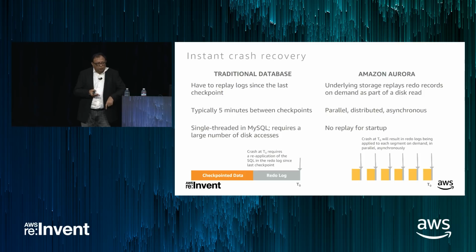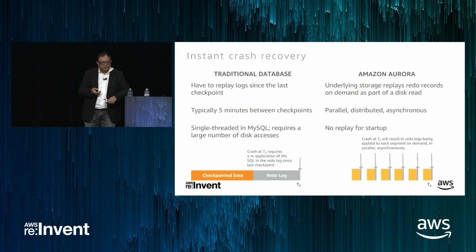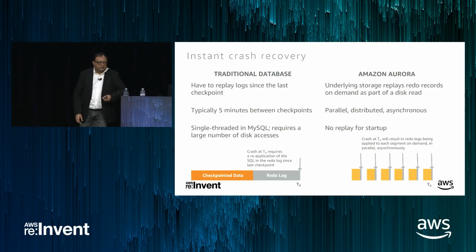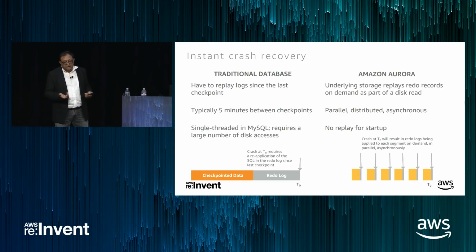So what we do in Aurora is that the underlying storage is replaying redo log records all the time. If you ask for a data page, either the page is current because we've done the coalescing, or we'll make it current by processing the redo log records from the last version of the page plus the log, just like any log-structured storage system. And so we just do that all the time as part of a disk read. And so we can also do that after a crash recovery. And the log application is, of course, parallel, distributed, asynchronous, but there's no replay for startup, and that ends up becoming a big deal.